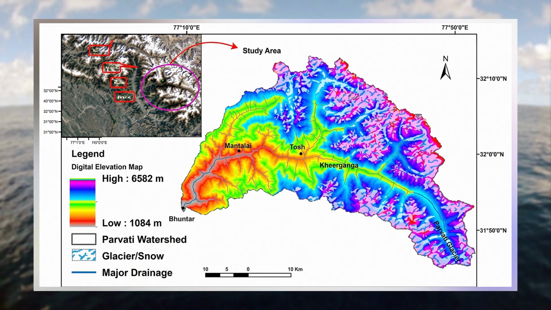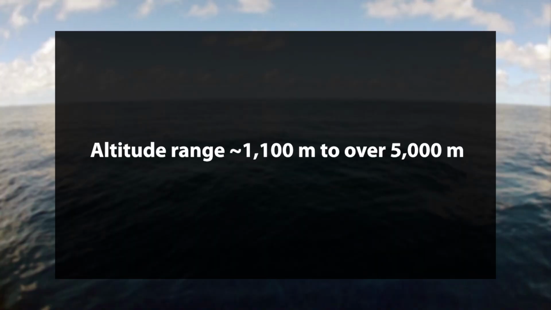ecology, steep terrain, snow and glacier fed river system and growing anthropogenic pressures such as tourism, road construction and hydropower development. The case study highlights how remote sensing and GIS have been applied to understand and manage the Parvati Valley watershed. The study area has an altitude ranging around 1100 meter to over 5000 meter with temperate to alpine climate. The major river is the Parvati River, a tributary of Beas River.